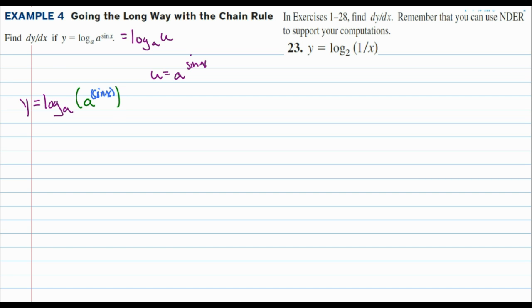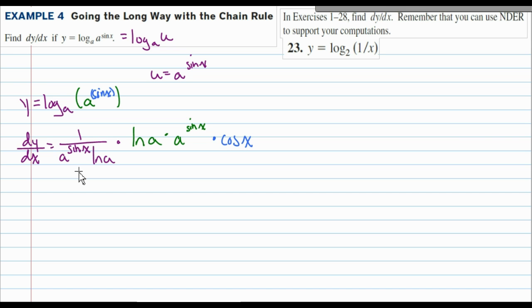Well, the derivative is going to be, let's see, the derivative of log base a of u is 1 over u times the natural log of a. But now we need to multiply by the derivative of that u. The derivative of this u is the derivative of a to the u. So the derivative of a to the u is the natural log of a times a to the u, but then we have to multiply by the derivative of the u, so that would be cosine of x.